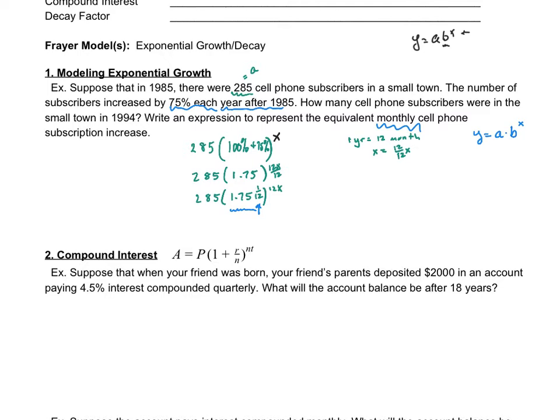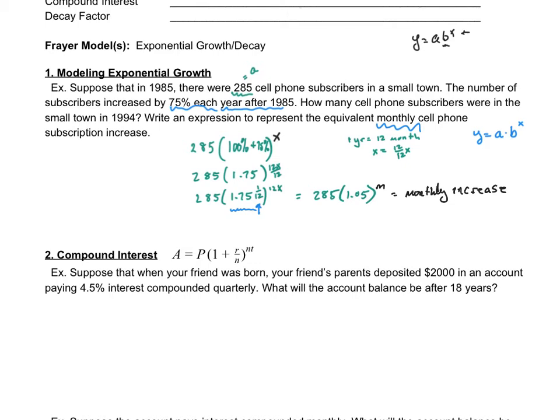Okay, so then when I multiply that out, that is going to give me 285 times 1.05, and this expression right here stands for a month. No longer a year, but a month is what I'm looking for. And that is my monthly increase. So there's my expression that represents the monthly cell phone increase. There it is.